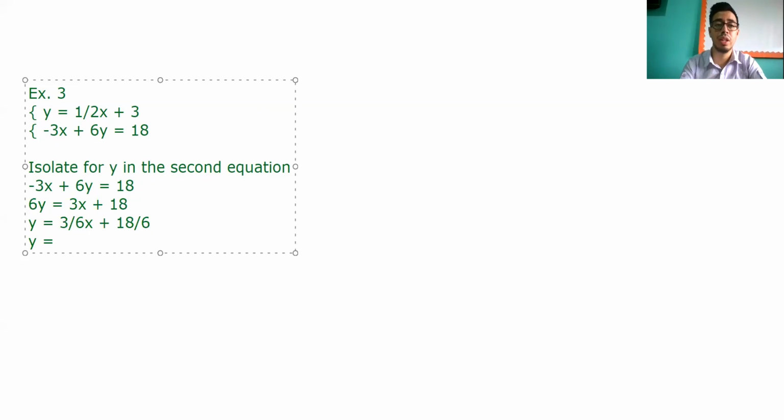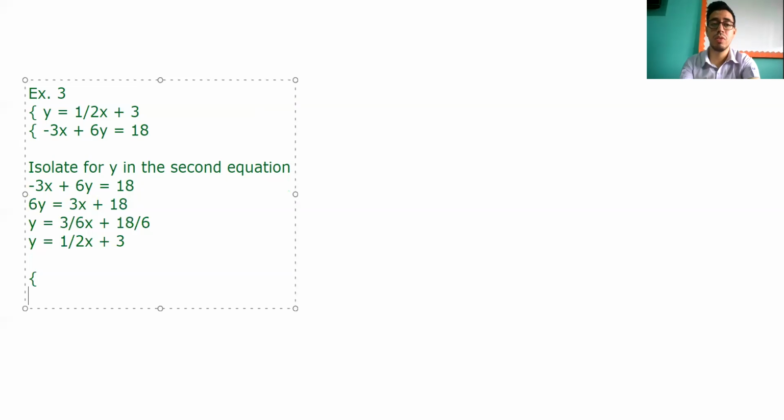You remember about this. So when you simplify, you obtain exactly the same first equation. Both equations are completely the same. 3 over 6 is 1/2, right? And 18 over 6 is 3. So can you see what equation we obtain? We obtain exactly the first one. So both equations for this system are the same. y is equal 1/2 x plus 3.